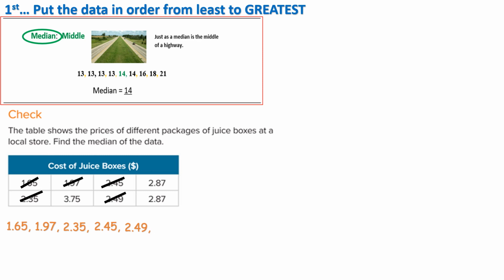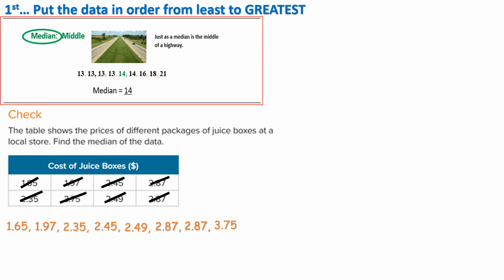And then I have 2 that are the same. So I have 2.87 and 2.87. And then as we said, our last number that's going to be left is my 3, so 3.75 goes at the end. I had 8 pieces of data. Did I list 8 pieces of data from least to greatest? 1, 2, 3, 4, 5, 6, 7, 8. I did, so I have them all.